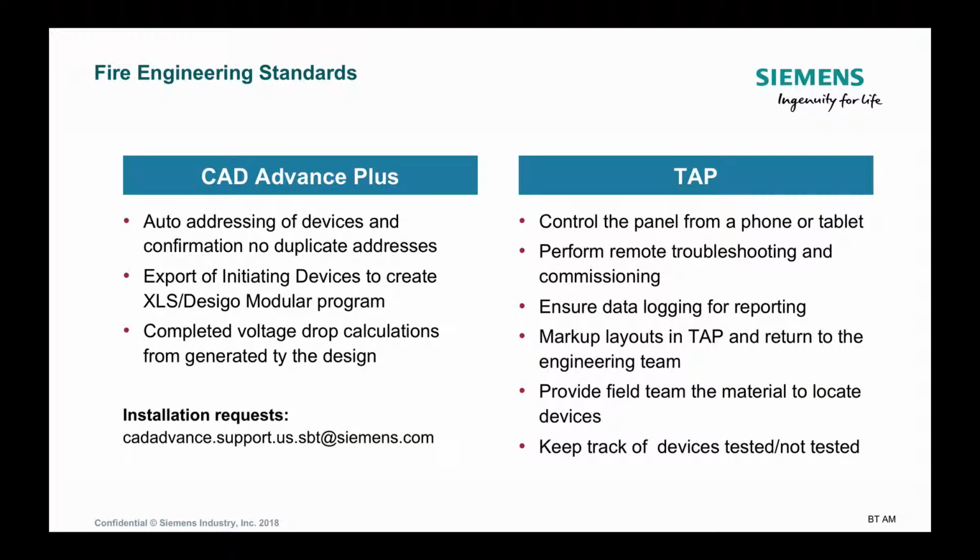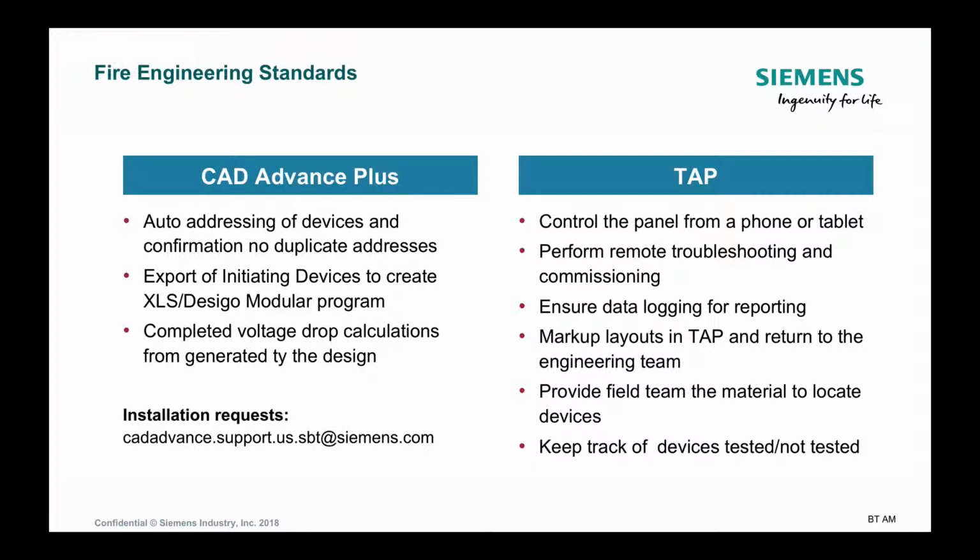In addition to the engineering standards we just covered, there are 2 tools expected to be used to engineer fire projects. Let's start with CAD Advance Plus. CAD Advance Plus eliminates many repetitive tasks. All fire alarm project designs are to provide the following required outputs: auto-addressing of devices, export of initiating devices. Designers are to provide this export to the programmer for their use, and completed voltage drop calculations generated by CAD Advance. If you do not have CAD Advance Plus, installation requests can be submitted to the email listed.